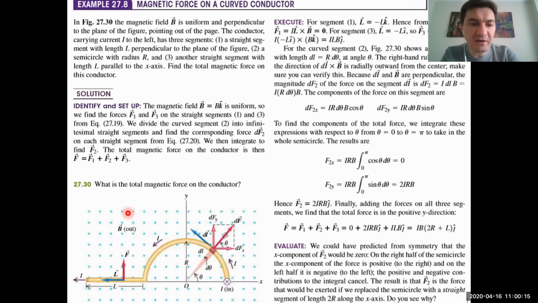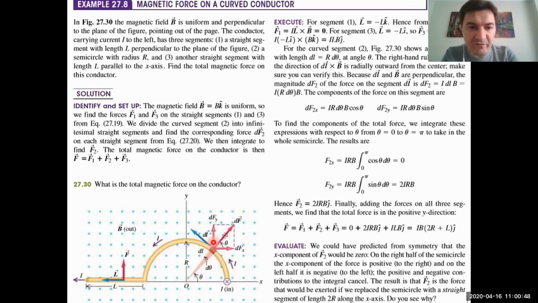Now magnetic field and L, or current, are perpendicular to each other, then we can get that expression I times L times B times j. So the resulting force is along the y direction by applying the right-hand rule. So now let's try to calculate the magnetic force for the curved segment.